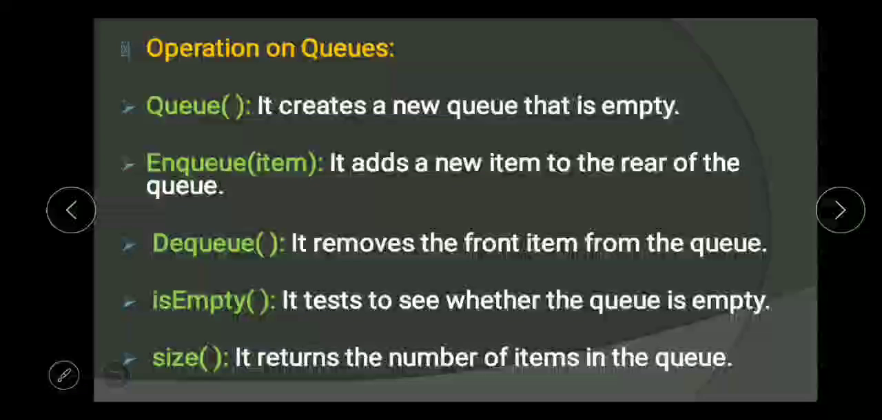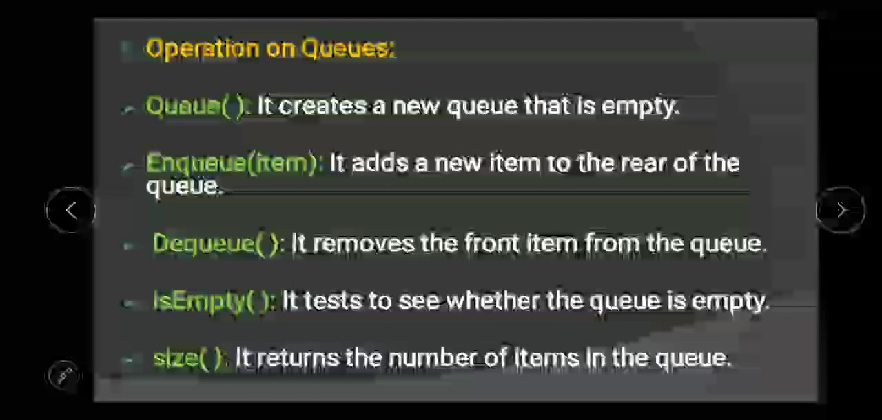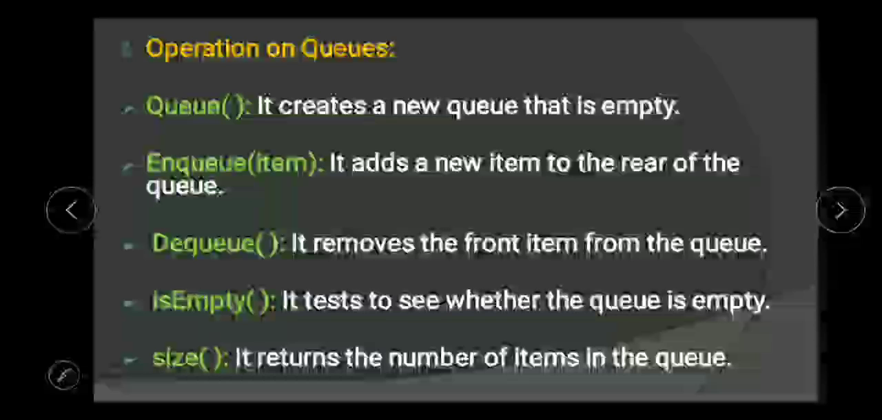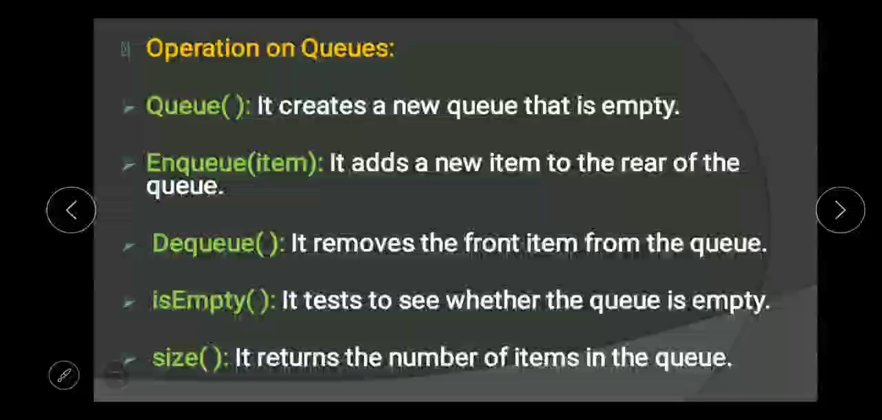Operations on queues. First is queue. Queue creates a new queue that is empty. If we want to create an empty queue, we use the queue operation. Enqueue adds a new item to the rear of the queue.